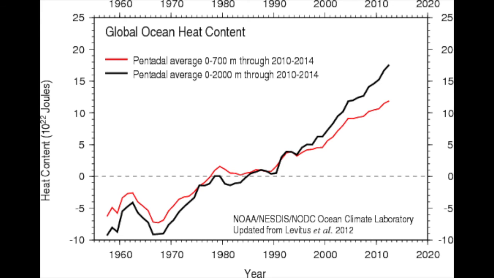And just to compare sets of data, here are the 5-year averages for the top 700 meters in red and the top 2,000 meters in black. And you can see that there's a large increase in heat in the oceans over the past 20 years. So even though the global air temperatures may have leveled off for a time, the total heat content of the Earth has been steadily rising.